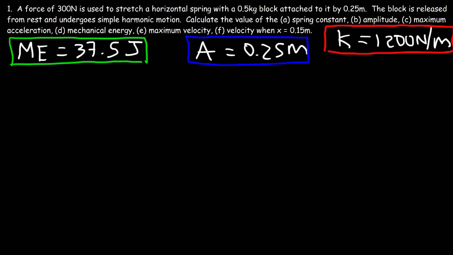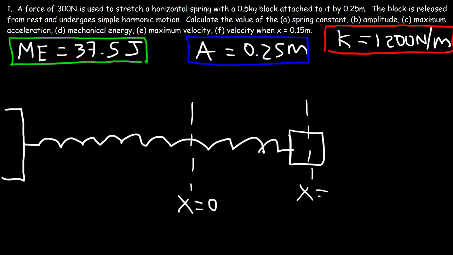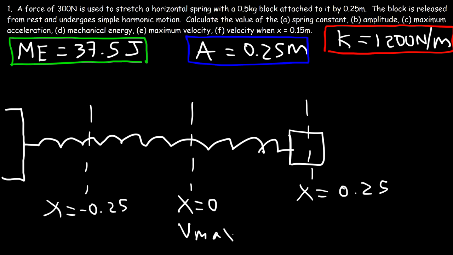Part E, what is the maximum velocity? Now, before we get the answer, we need to talk about a few things. So let's say the spring is fully stretched at this point. So let's say this is its equilibrium position, and here it's at 0.25. And when it's fully compressed, x is negative 0.25. You need to know that the maximum velocity occurs when the block is at the center, basically at a position of zero. So that's where we have the maximum velocity.